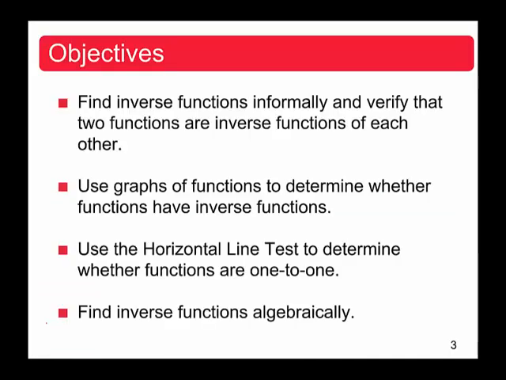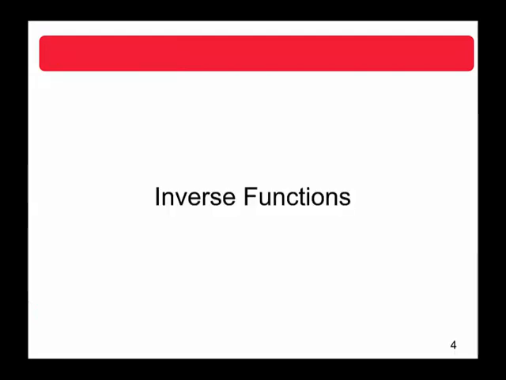Okay, so the learning objectives: we'll learn how to find inverse functions informally, and formally verify that two functions are inverse functions of each other. Secondly, we use the graph of functions to determine whether the two functions have inverse functions. We also learn how to use the horizontal line test to determine whether functions are one-to-one, or whether functions have an inverse function. And last, find the inverse function algebraically. Those are the four major outcomes we try to accomplish here.